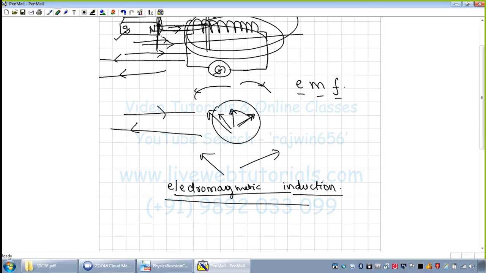Now, what are the factors on which the strength of the current generated in this coil depends? It depends upon how many turns there are in the coil. Obviously, the more turns there are in the coil, the greater the strength of the current that will be generated.